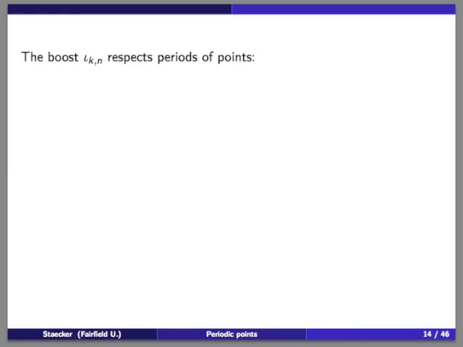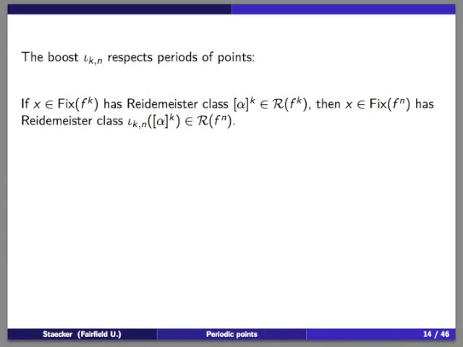Okay, the boost does appropriately respect the periods of points. This is what I said we want to be true. So what I mean is, if x is a periodic point of period k and it has a certain Reidemeister class, when we consider the same point as a periodic point of a higher period, it has the class which is the boost of the lower class.